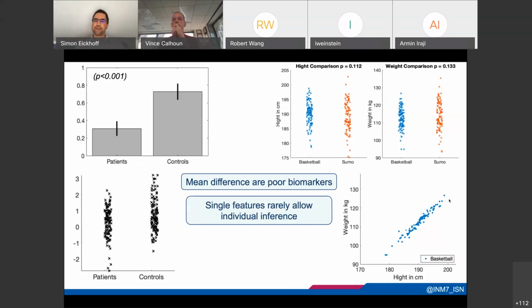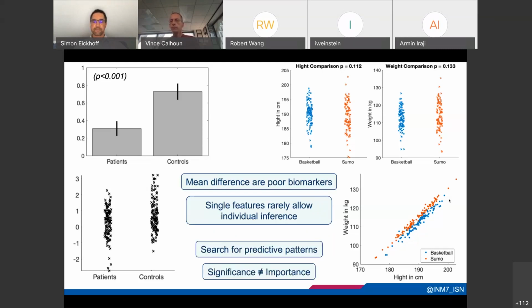Now, the critical point is, if we change our perspective and look for patterns in the data, joint patterns, then all of a sudden, there's a big change. Because although neither of the two values was individually significantly different between the two groups, together they allow for a very nice differentiation that extends to the individual subjects.